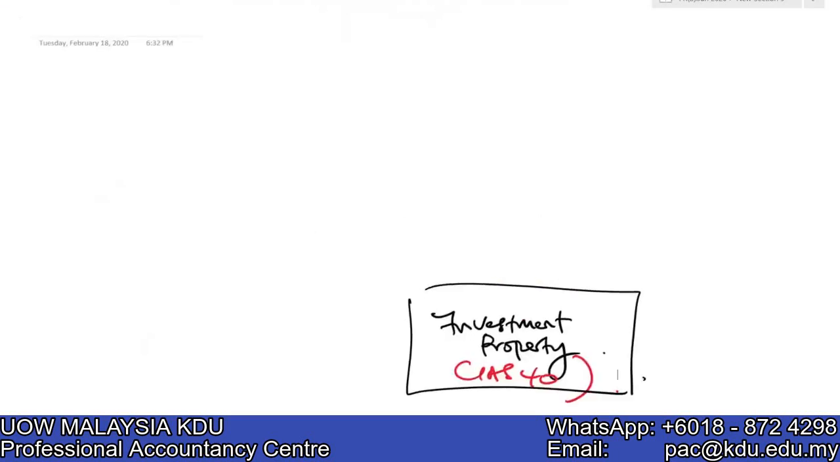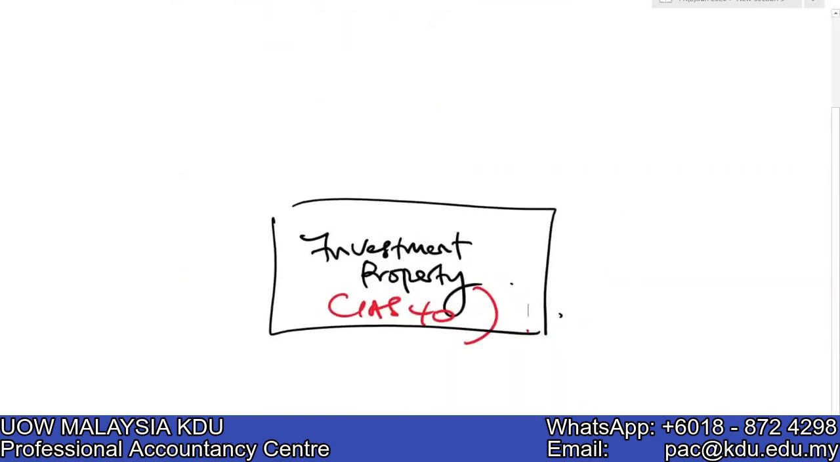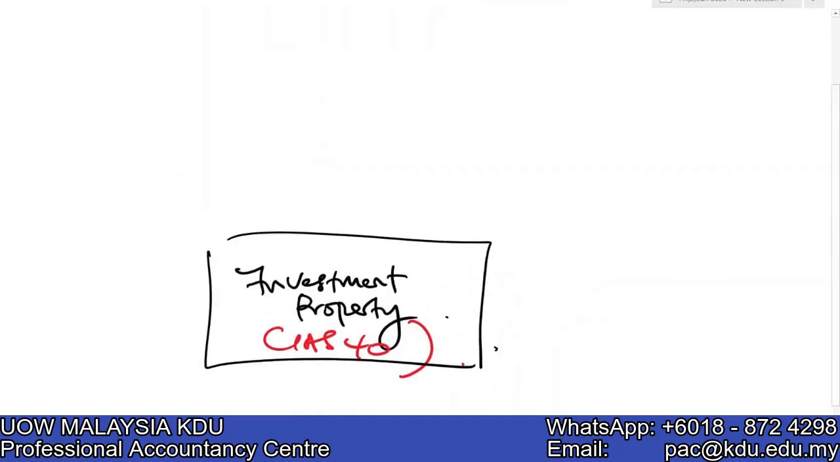IAS 40. Now we have finished IAS 16 on property, plant, equipment. Is that right? So now let's look at page 94. Now what is investment property? Why don't we classify it under property, plant, equipment? So if you look at the definition of investment property.